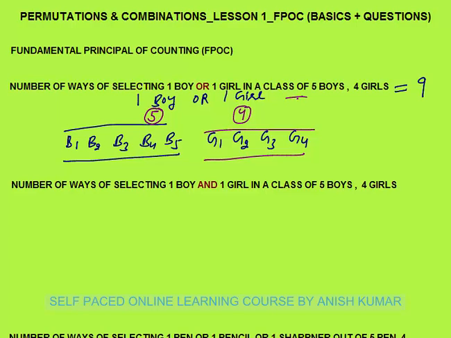I know my final answer is 9, because I need to select one student out of 9. My final answer is 9. How will the 9 be formed from 5 and 4? You can say that 5 plus 4 will make 9.